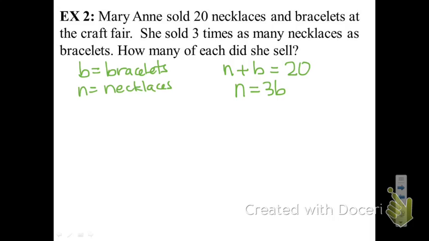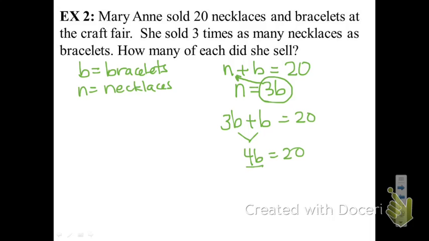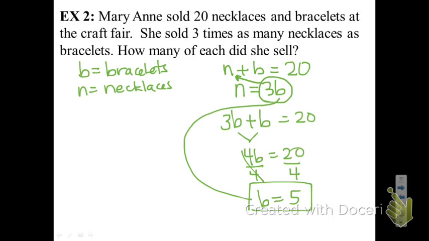And then we'll use our substitution where we put this in for n. We get 3b plus b equals 20. We combine our like terms. 3b plus b is 4b equals 20. Divide by 4 on both sides. And b equals 5. Once we know that b equals 5, then we're going to take all of that and substitute it into either equation. I'm going to take it back into that equation.